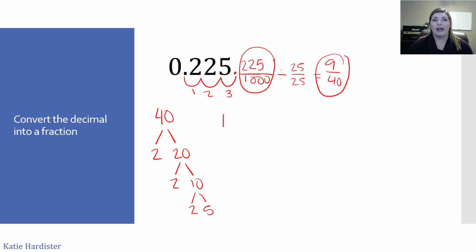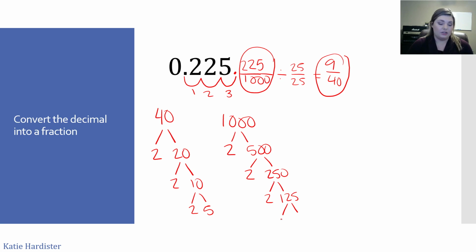So then we're going to take a look at 1,000. And this one's going to be bigger because it's obviously a bigger number. So we could break that down into 2 and 500. And we could break 500 down into 2 and 250. And then 250, we could break that down into 2 and 125. And then we could break that down into 25 and 5. And then we could break that 25, of course, down to 5 and 5.